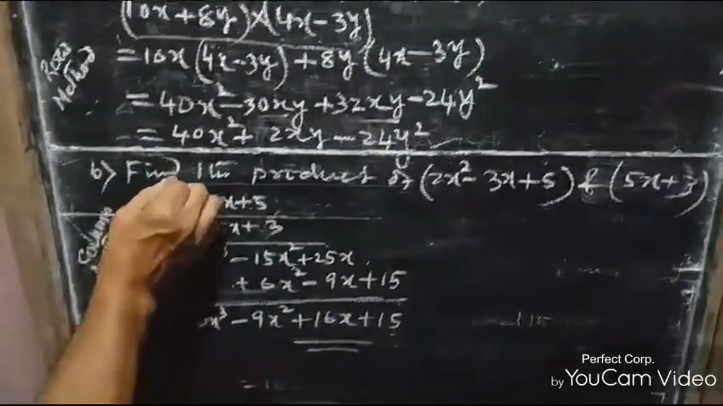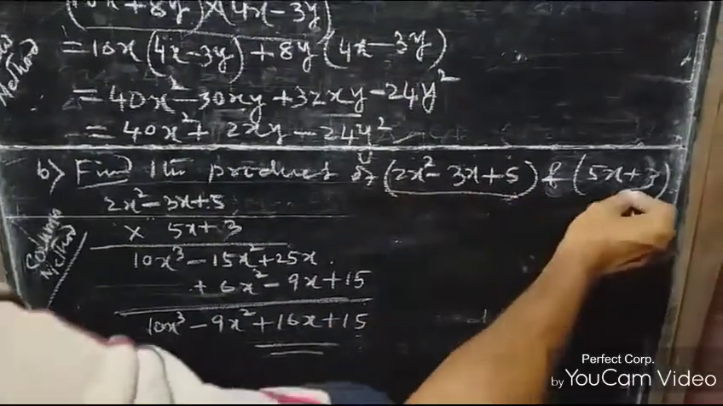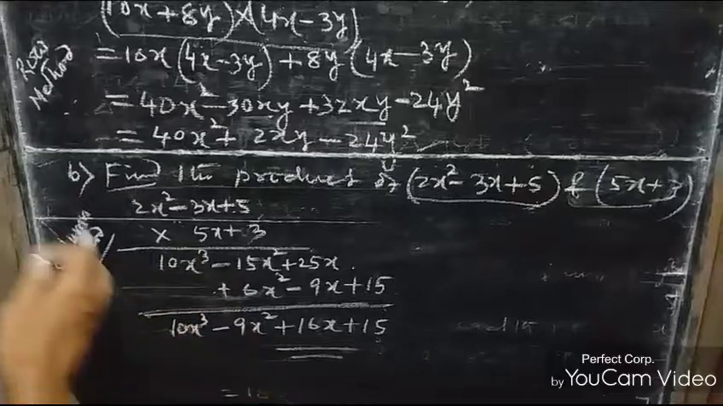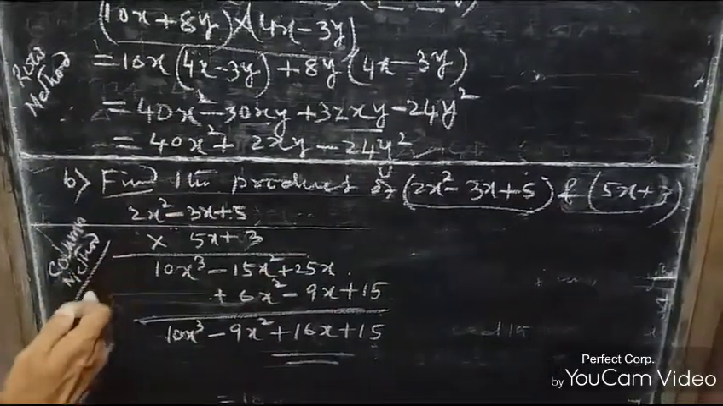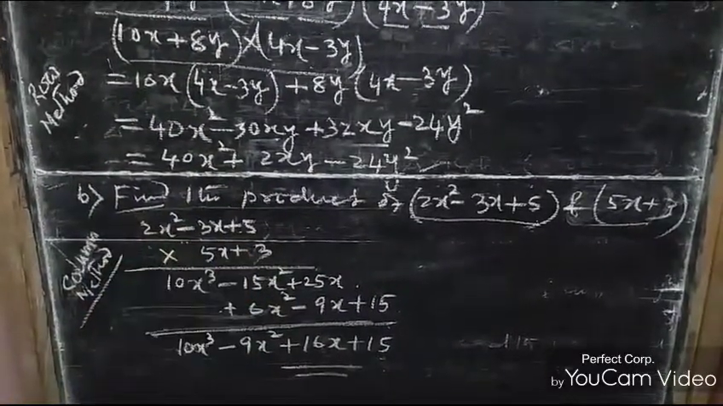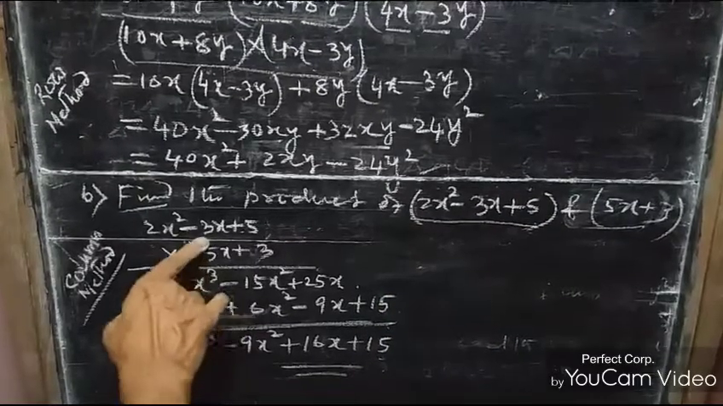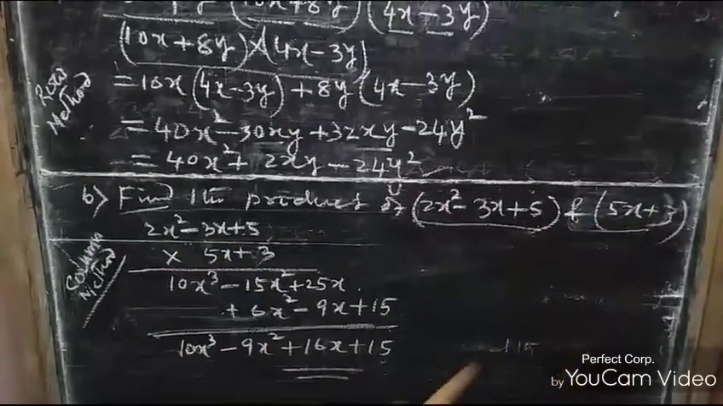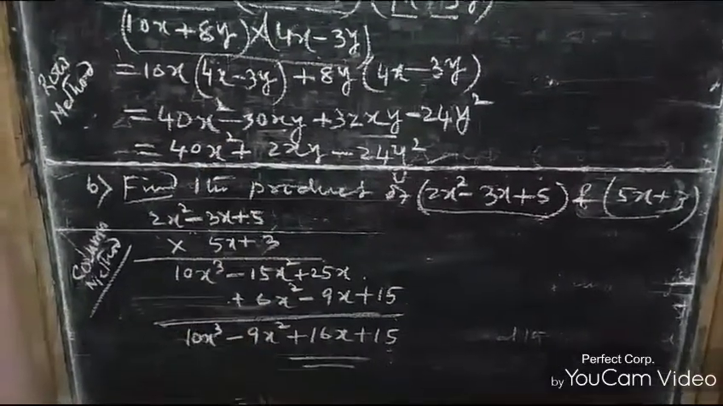Now if you want to find the product of a trinomial with a binomial, what do you have to do? What I showed was the row method. Another way is the column method, which I am showing now. You can use whichever you choose. Here the trinomial given is 2x square minus 3x plus 5, and the binomial is 5x plus 3. We are doing it in the column method.